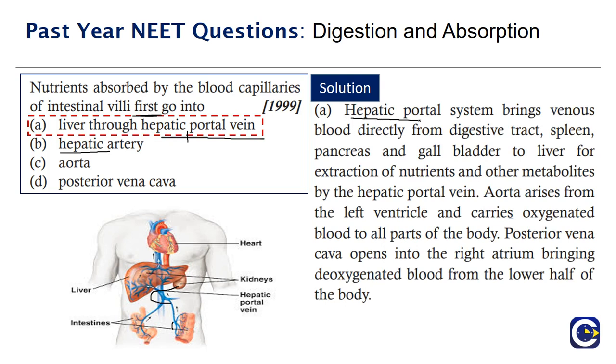Hepatic portal system brings venous blood directly from digestive tract, spleen, pancreas, gallbladder to the liver for extraction of nutrients and other metabolites. So the liver is the metabolizing factory, by the hepatic portal vein. The aorta rises from the left ventricle and carries oxygenated blood. This is seen in the CVS. This is the major artery, one of the largest arteries in the body. Posterior vena cava opens into the right atrium, bringing deoxygenated blood from the lower half of the body. So from the lower half, deoxygenated blood goes into the heart.